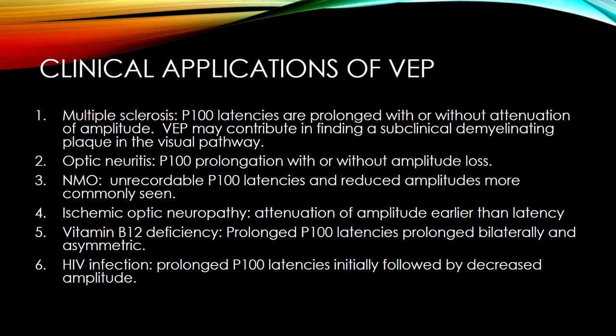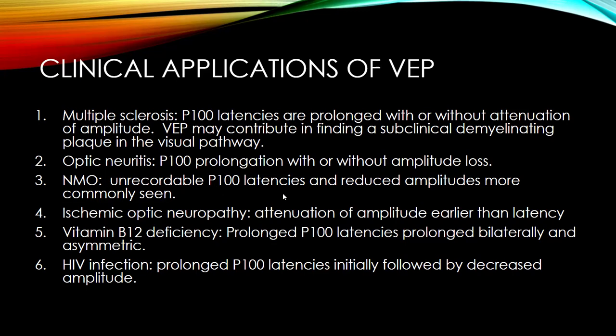So coming to clinical applications, these can be used to detect but not differentiate between different types. In multiple sclerosis, obviously P100 latencies are prolonged. VEP can contribute in finding a subclinical demyelinating plaque in the visual pathway, and as such, VEP is the most sensitive investigation, more than MRI, for finding subclinical demyelinating lesions within the optic nerve pathway. In optic neuritis, again P100 prolongation is seen with or without amplitude loss.